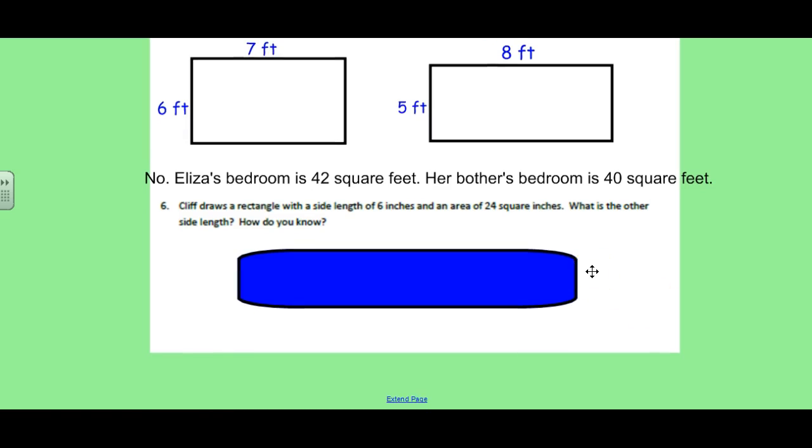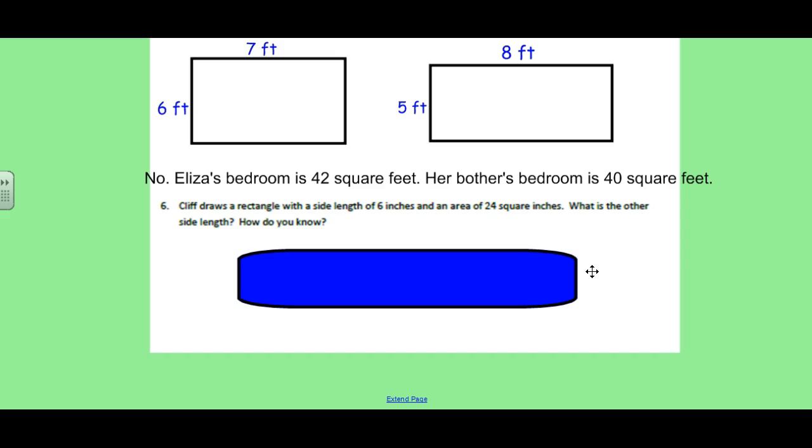Okay, number 6 says Cliff draws a rectangle with a side length of 6 inches and an area of 24 square inches. What is the other side length, and how do you know? So now we're working with a rectangle that we already know the area for, and we know one side length, but we don't know the other. So think about, are you going to be using multiplication or division to help you find the answer to this? Because that's going to be how you tell me how you knew what the answer was.